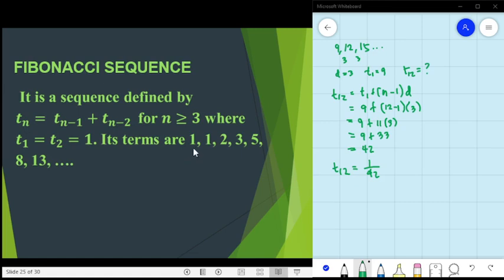So its terms are 1, 1, 2, 3, 5, 8, and 13. To get the next term, we add the two previous terms: 1 plus 1 is 2, 1 plus 2 is 3, 2 plus 3 is 5, 3 plus 5 is 8, 5 plus 8 is 13. So the next after 13 is 8 plus 13, which is 21. Right? Okay.